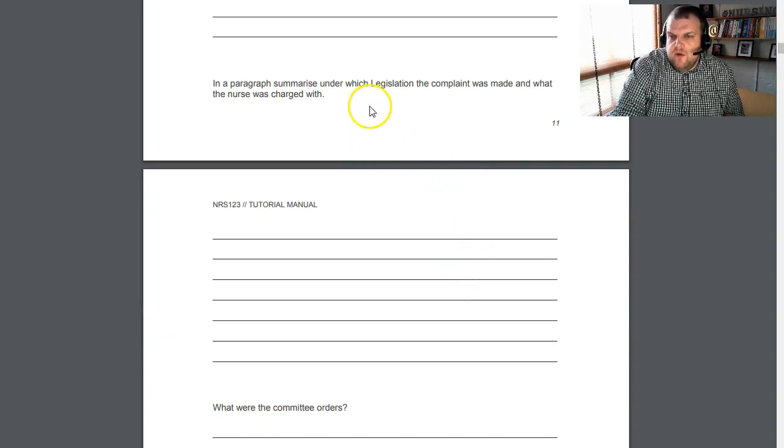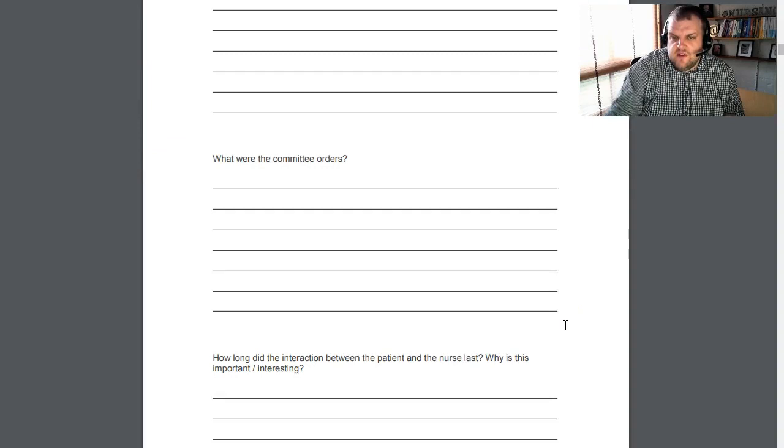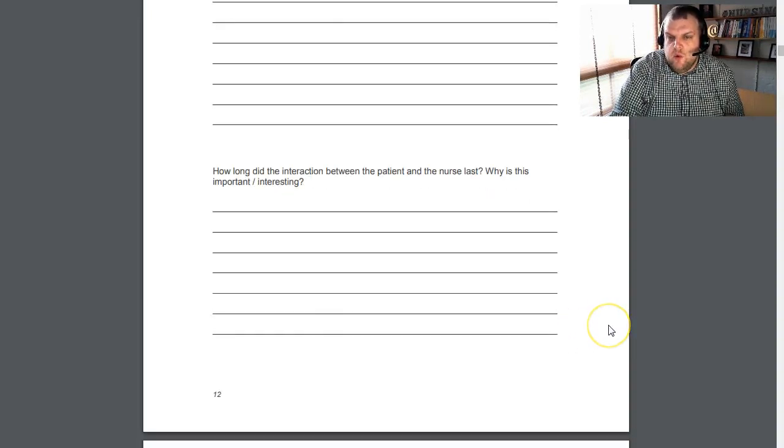In a paragraph, summarise which legislation the complaint was made under and what the nurse was charged with. So that'll be built into the case as well if you have a look at that. What were the committee orders? So if you scroll down to committee orders down the bottom, that's where that is. How long did the interaction between the patient and the nurse last, and why is this important or interesting?